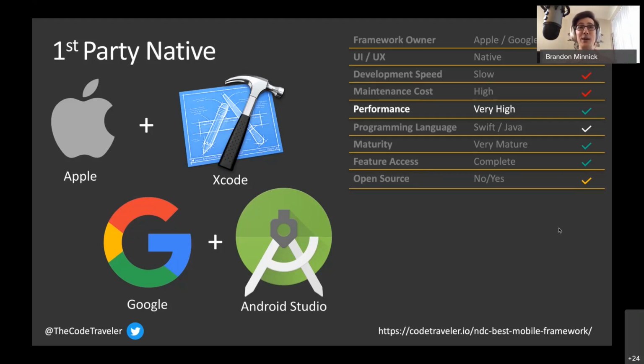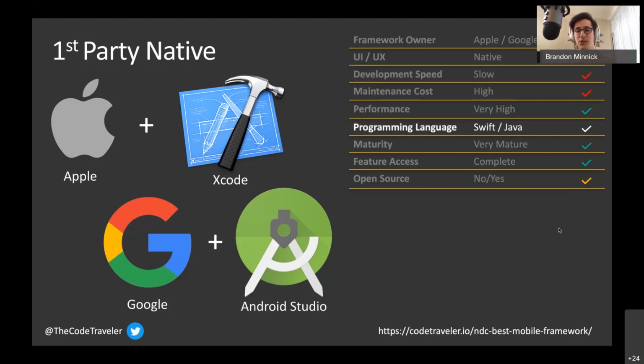Honestly, there's no better tool that'll give you better performance unless you are willing to drop down into a lower level language like C, and then you'll be able to do all sorts of crazy things like manage the memory yourself and really fine tune and optimize it. But for all intents and purposes, first-party native frameworks are going to give you the best performance.